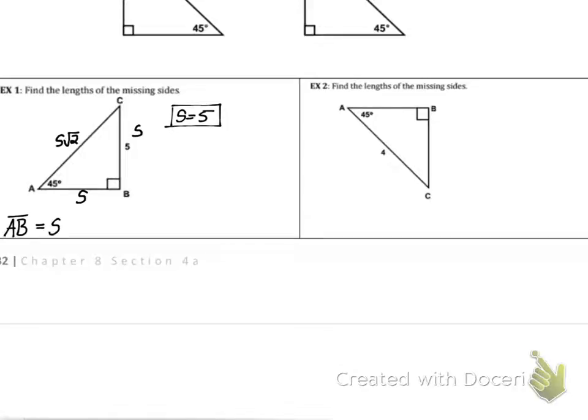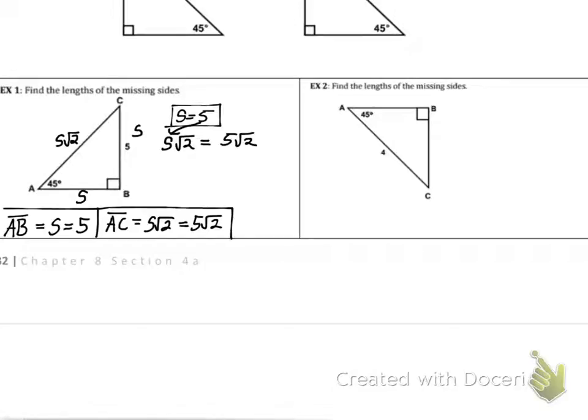That's important because that means AB also equals 5. AB equals S, which equals 5. So we have AB done. Well, length AC is going to equal S square root of 2. So let's just do a little math. S square root of 2, if I plug that 5 in, is going to equal 5 square root of 2. So AC is actually going to equal 5 square root of 2.